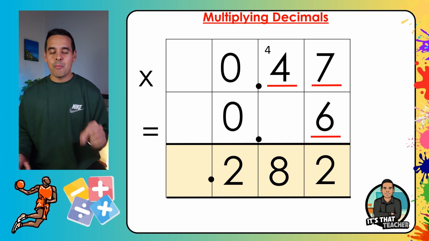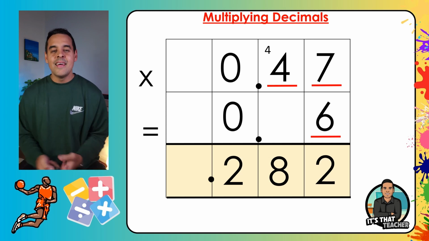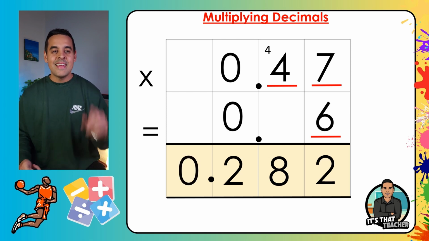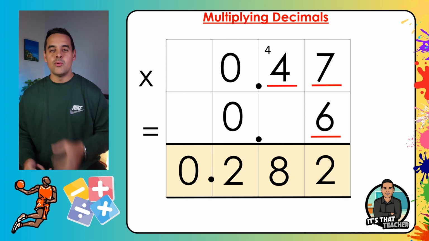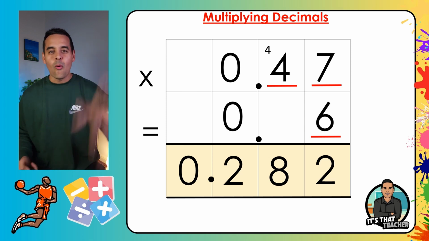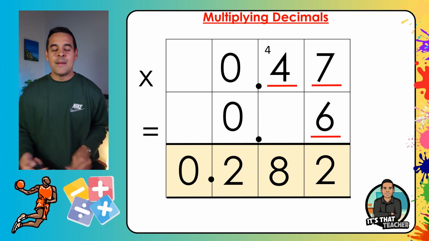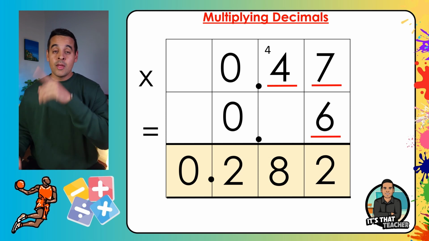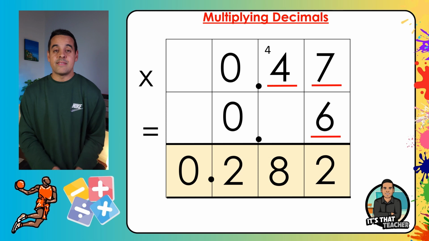And don't forget, you can't really have .282. You can, but it's better if you write in your answers 0.282. So it's easy as that. You don't even have to worry about those zeros until the end, where you just count the numbers afterwards, move the decimal point, simple as that.